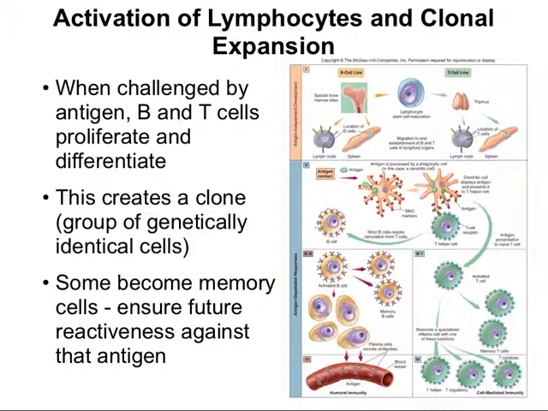When the B and T cells are challenged by an antigen, as in they've been presented with an antigen, they will proliferate and differentiate. This creates a clone, or a group of genetically identical cells. Of these clones, eventually, some of the B cells will become B memory cells, and some of the T cells will become T memory cells. And these are going to be used to ensure future reactiveness against the antigen.